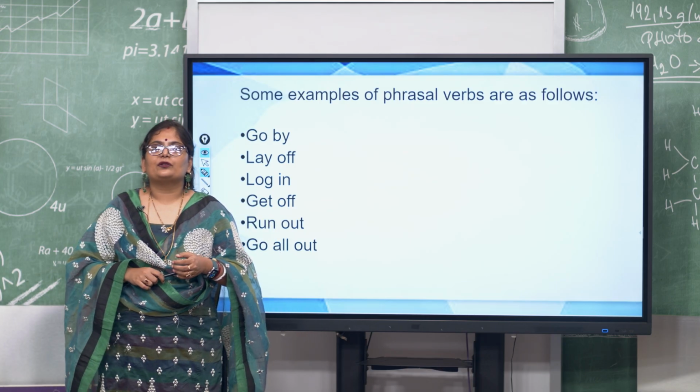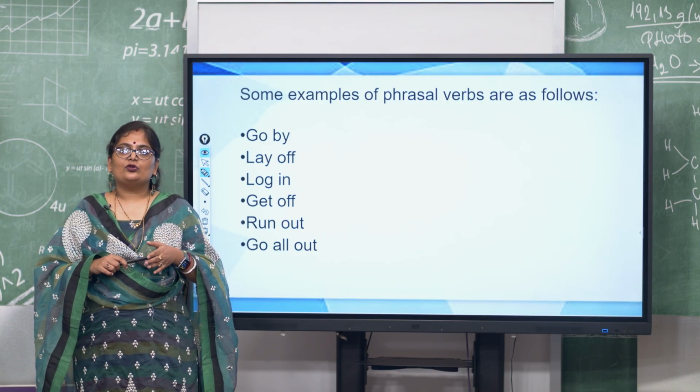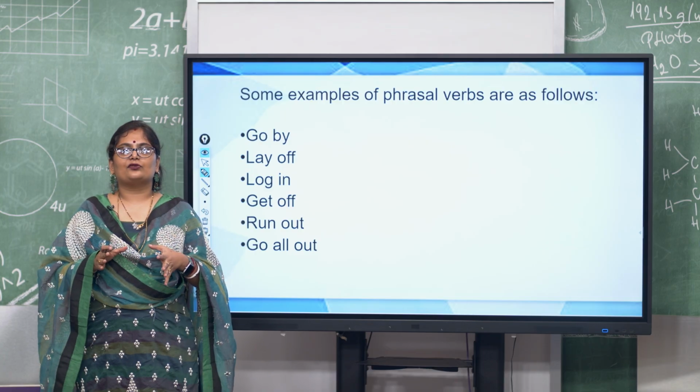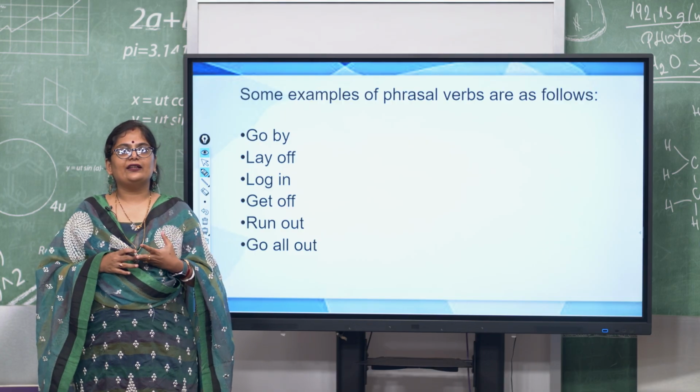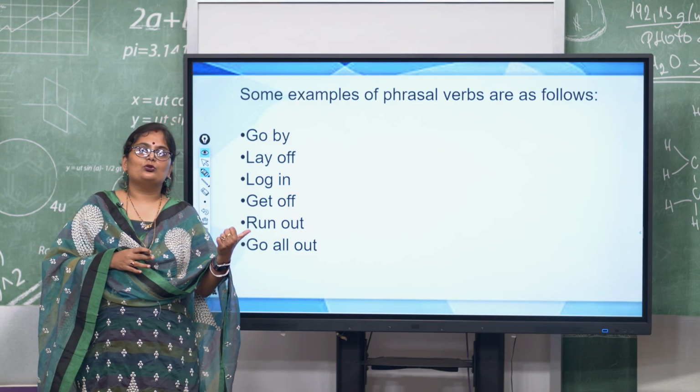So, we will talk more about verbs in the next part. I am sure that by now you have a clear concept about the different categories of verbs and how they are used differently. We will do more when we switch on to part 2 of verbs.